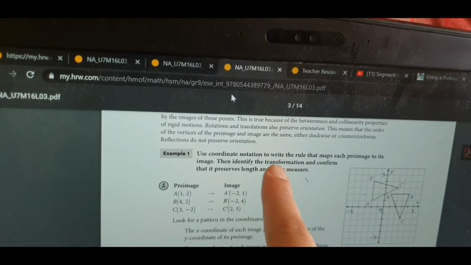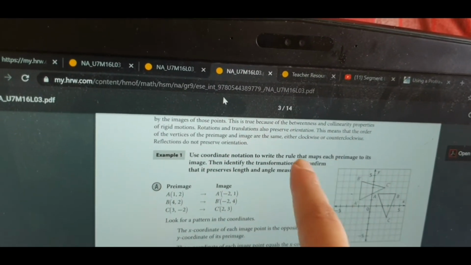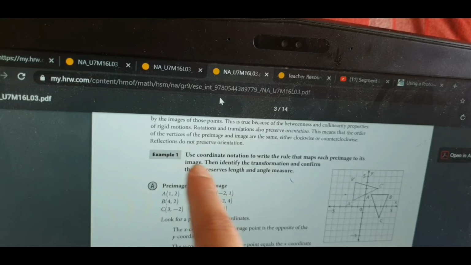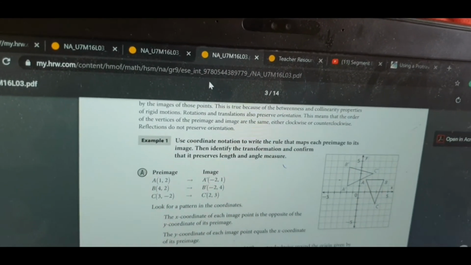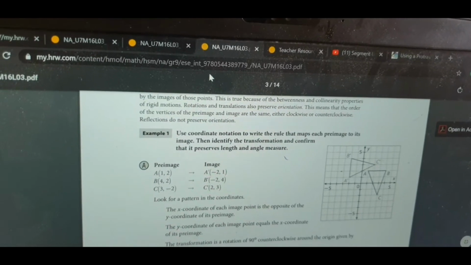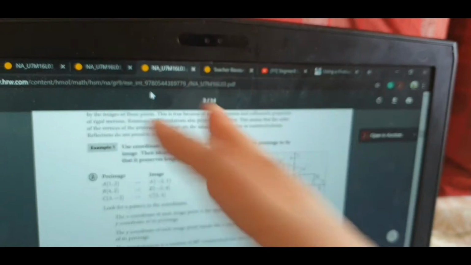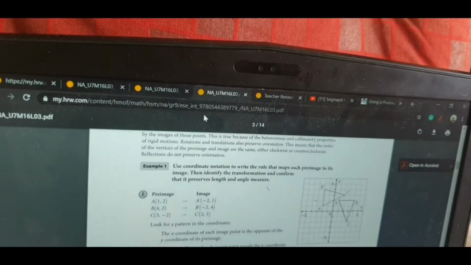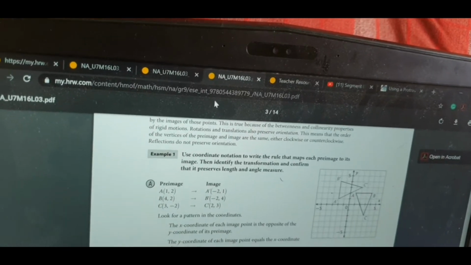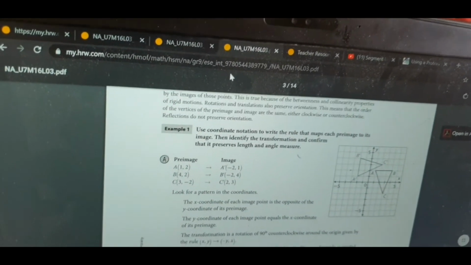So I need to write the rule that maps each pre-image to the image and then identify the transformation. By understanding the definition of each transformation, you will be able to tell: if it's just moving, it's translation. If it's in front of each other, it's reflection. If it's like the ceiling fan, remember the ceiling fan, so this is a rotation. And if it's changing size, it's dilation.